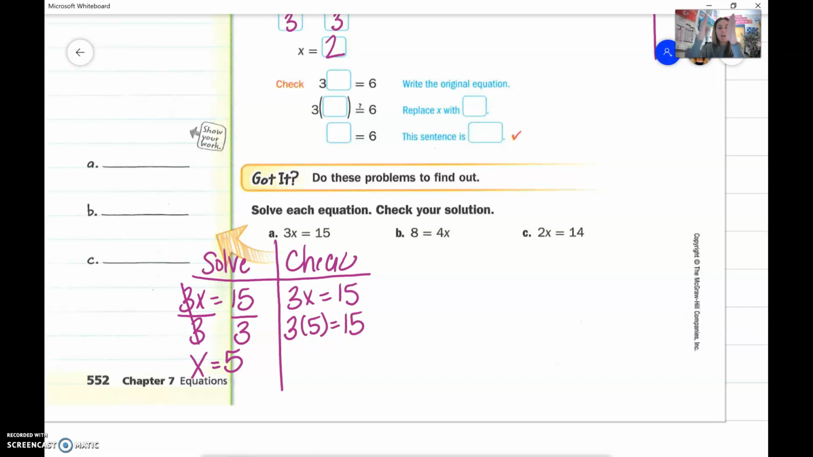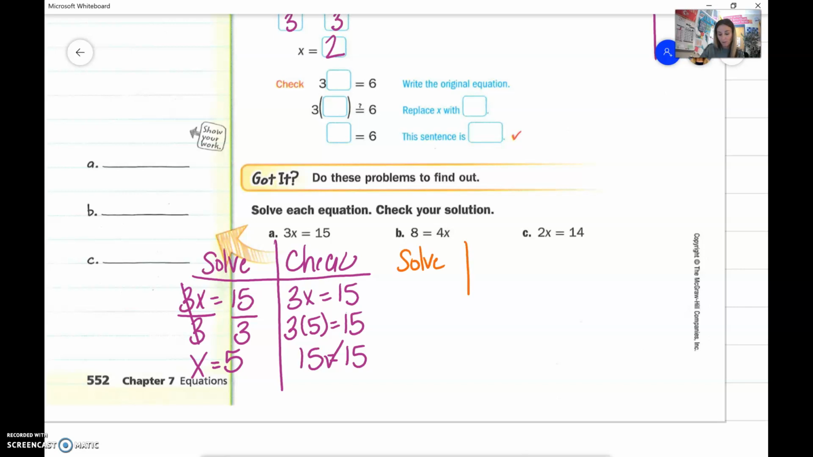Notice how everything is lined up nice and neat. That is imperative for you to solve equations, especially when we get to really big ones. All right, so now 3 times 5 is 15 equals 15. Is that true? Yes, check. Okay, all right, let's move on to this next one.